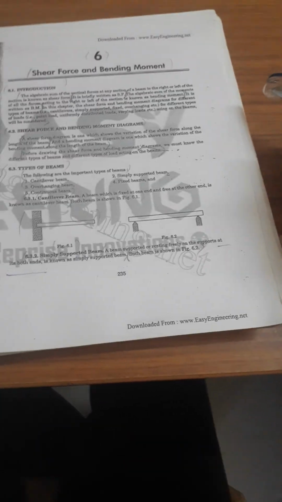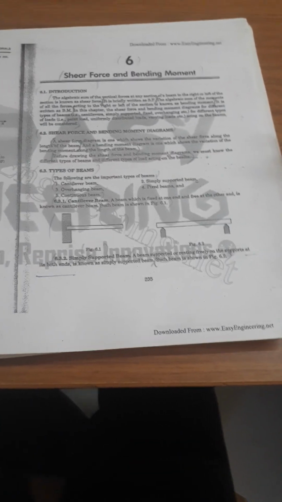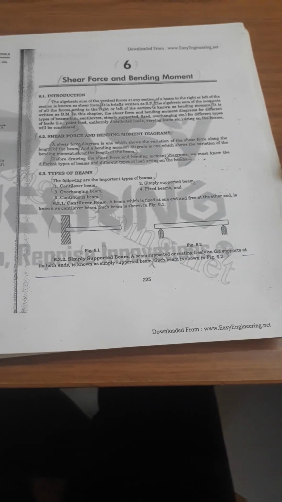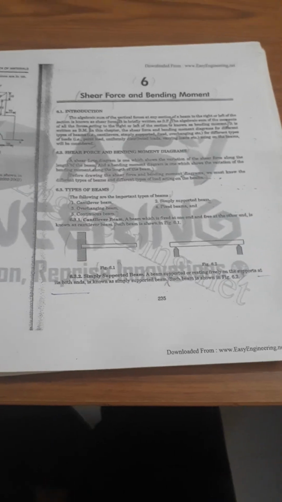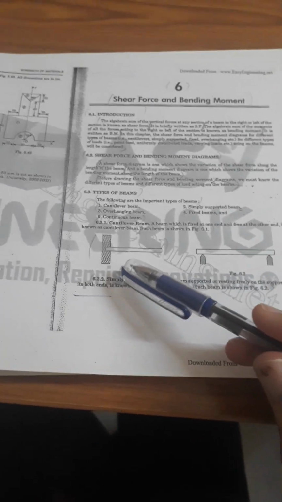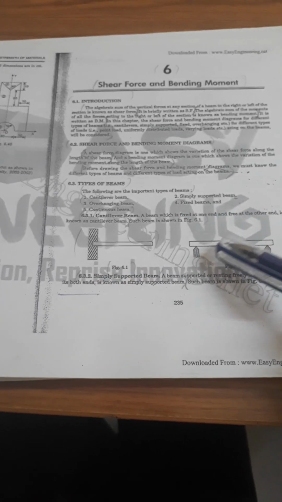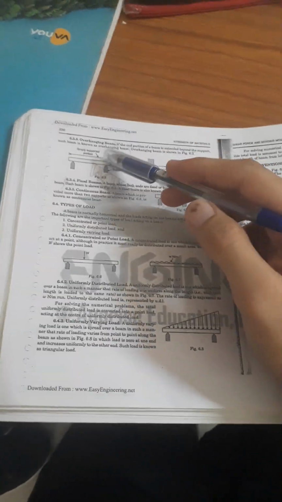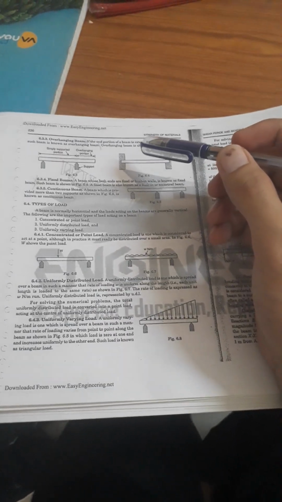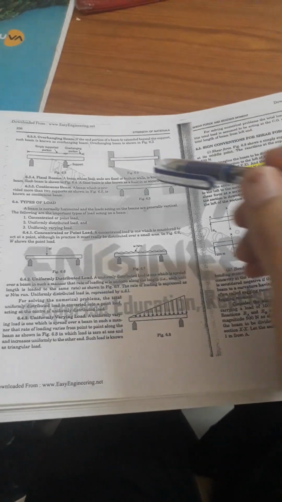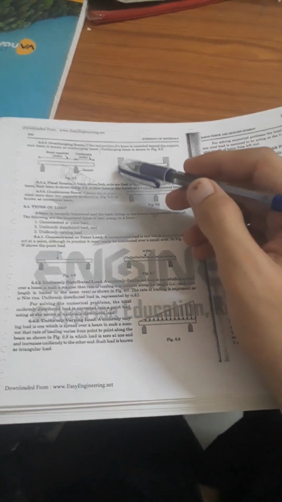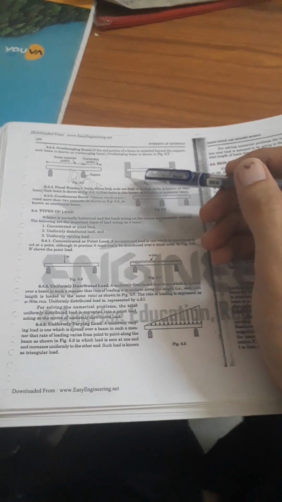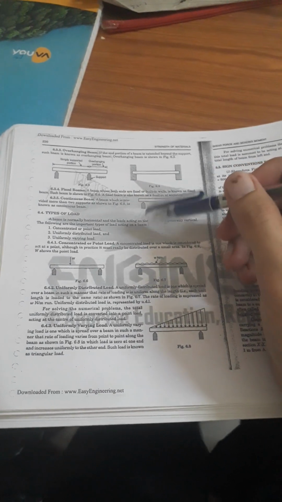Before proceeding to the dams further, first learn the basics, which are shear force and bending moment. This is a cantilever beam, this is a simply supported beam, this is an overhanging beam, and this is a fixed beam, in which both ends are fixed or built into walls. This is a continuous beam.